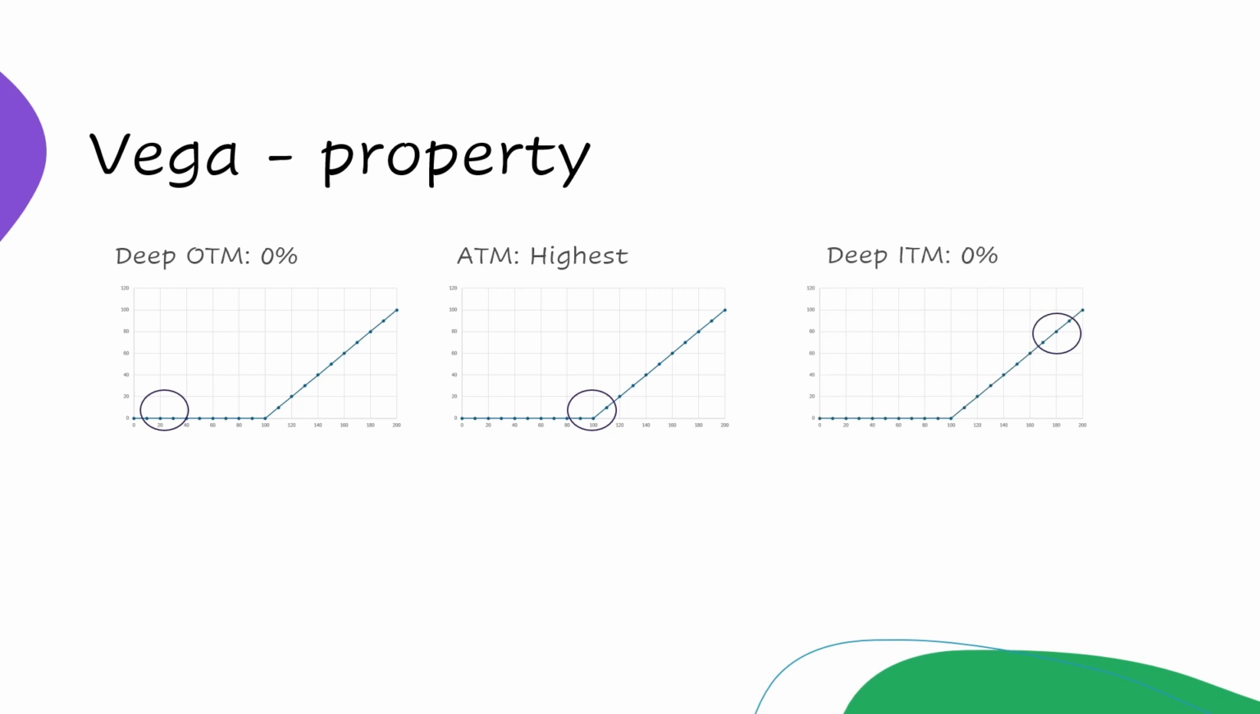For deep in the money option, it behaves just like long or short the underlying asset directly. Implied vol won't have any impact on option price, thus vega is 0. And similar to gamma, vega is always positive for both call and put. For at-the-money options, longer tenor ones will always have higher vega.